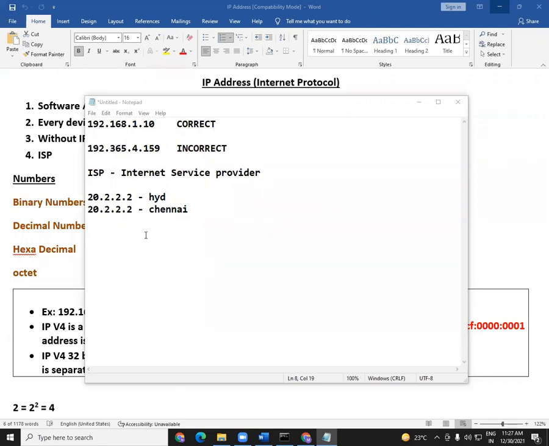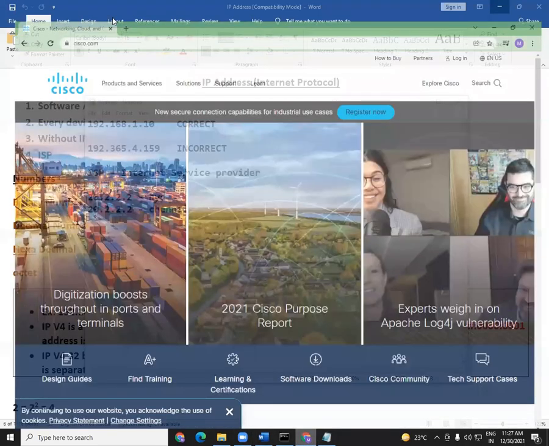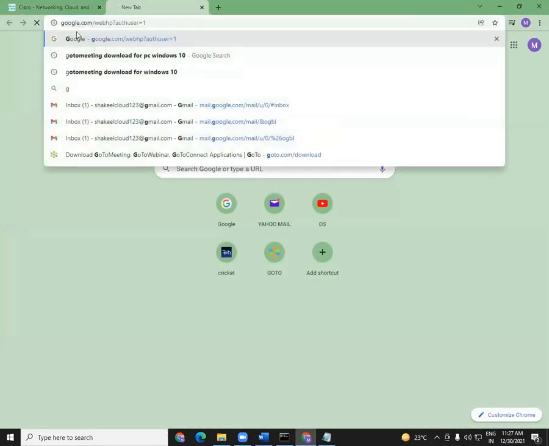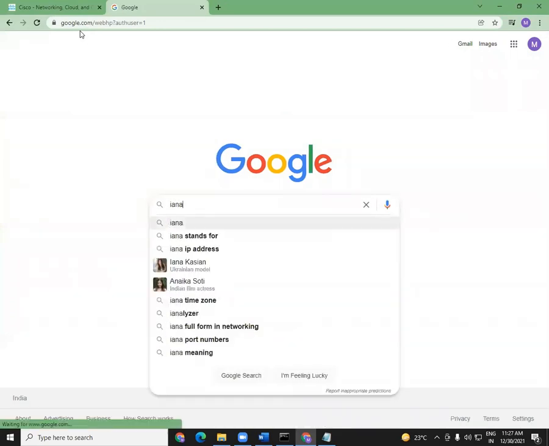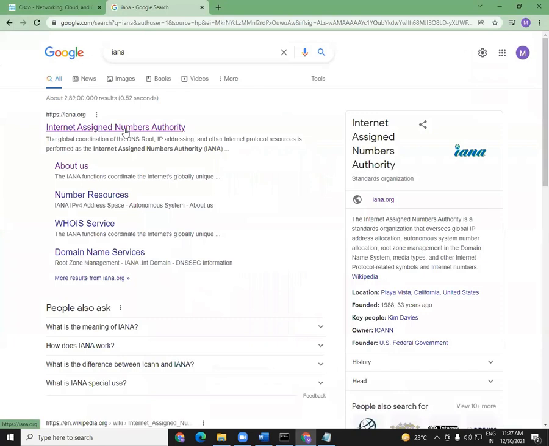And that organization is actually called IANA, the Internet Assigned Numbers Authority. This is the organization that is responsible for designing the IP addresses and distributing the IP addresses globally. Under IANA, how many continents do we have? We have Asia, Africa, South America, North America, Europe, and Australia, right?